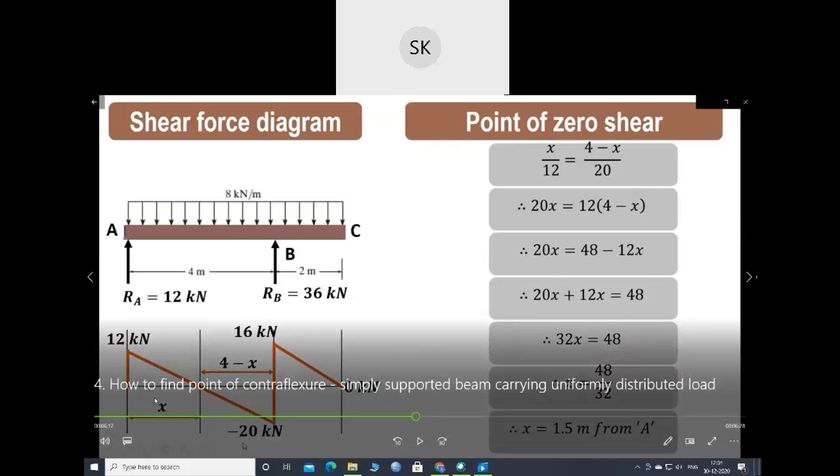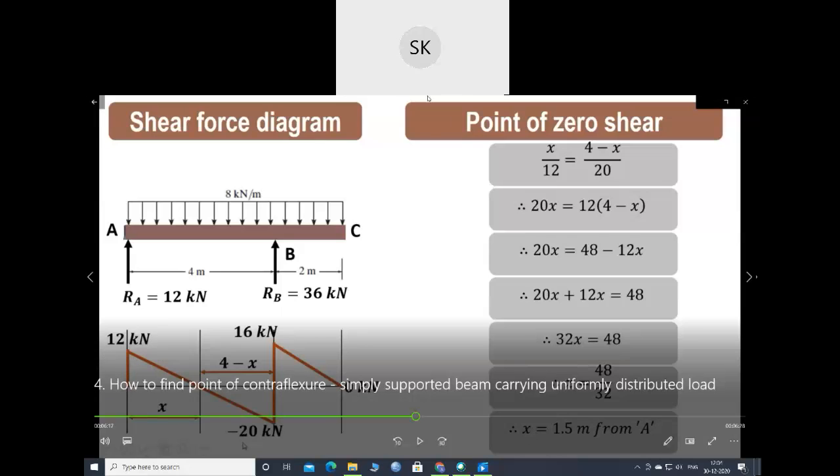So they have equated, these two are similar triangles. This and this are similar triangles, so they have equated x by 12 equals 4 minus x by 20. So you can find the point from these figures also.